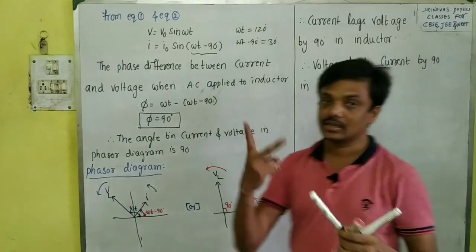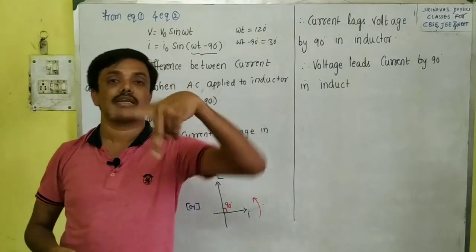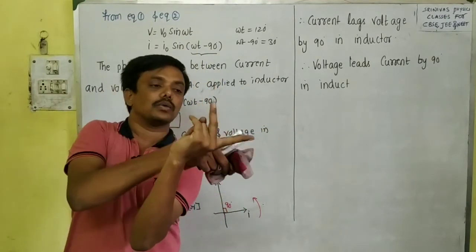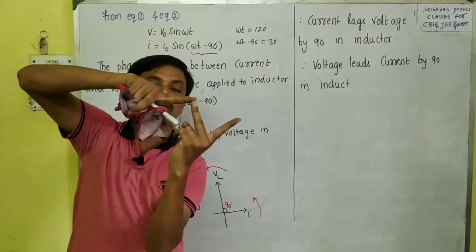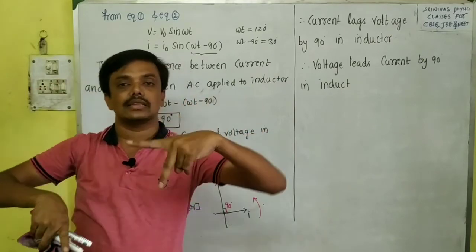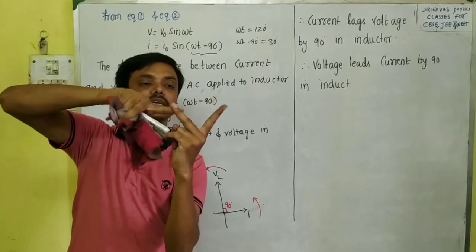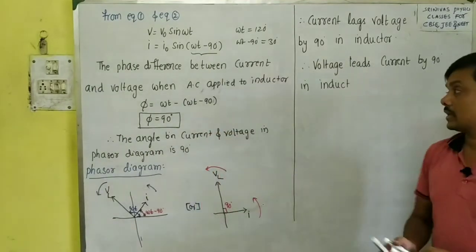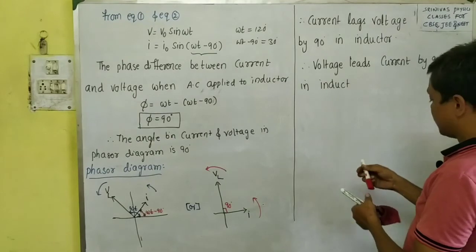When they are rotating like this, in the anti-clockwise direction, we have to see in the anti-clockwise direction. This is the current and this is the voltage, right? Now the current is back of the voltage. The voltage is rotating forward and the current is back. Then current is lagging the voltage by 90 degrees, or the voltage is leading the current by 90 degrees, right, in the inductor. Voltage leads current by 90 degrees in the inductor.